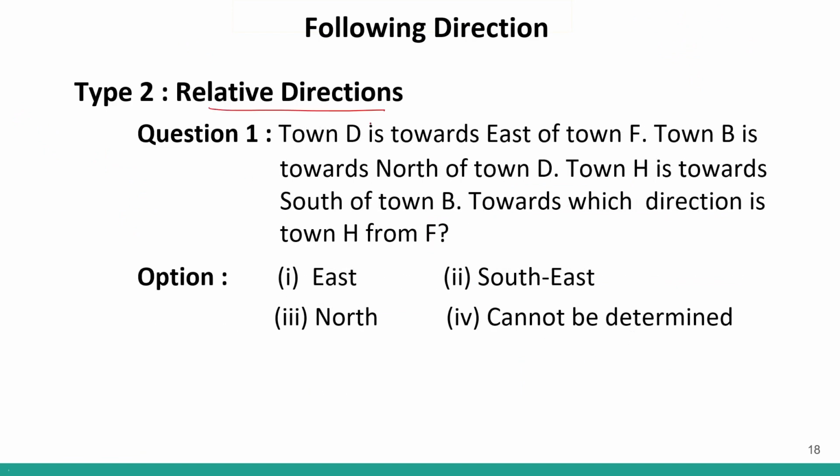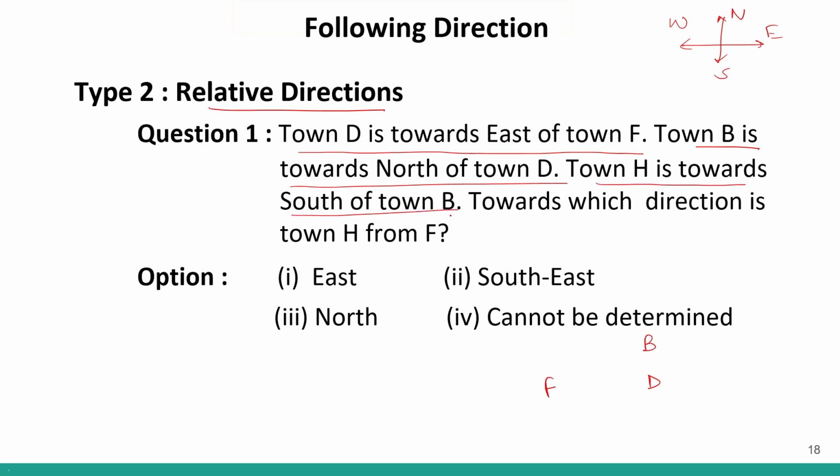Now, relative directions, in which we have to find out the direction of an object with respect to another object. Okay, so town D is towards east of town F. So if town D is towards the east of town F, it will be something like this. Town B is towards north of town D. So B will be to the north of D. Town H is towards south of town B. Okay. Now, it is not written where H is, it is just written that it is south of B. So if it is south of B, there are three possibilities.